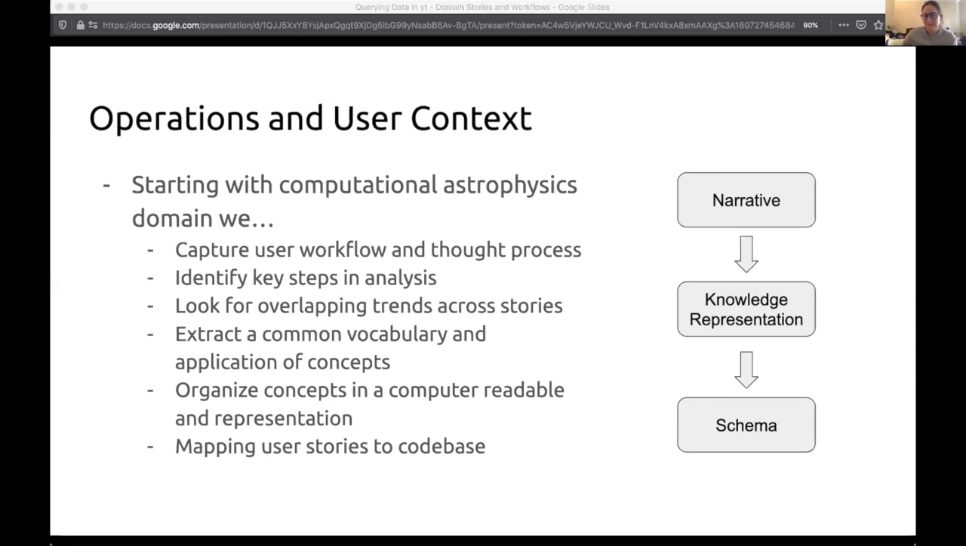And ideally, we're looking for patterns across users. What do most people do most of the time? And what are their reasons for doing that? And we're also looking for things like common vocabulary. Do people call certain steps of analysis the same thing? Do they use the same units? Do they use the same fields? Do they call those things by the same names? As it turns out, across natural science, people don't always do that.